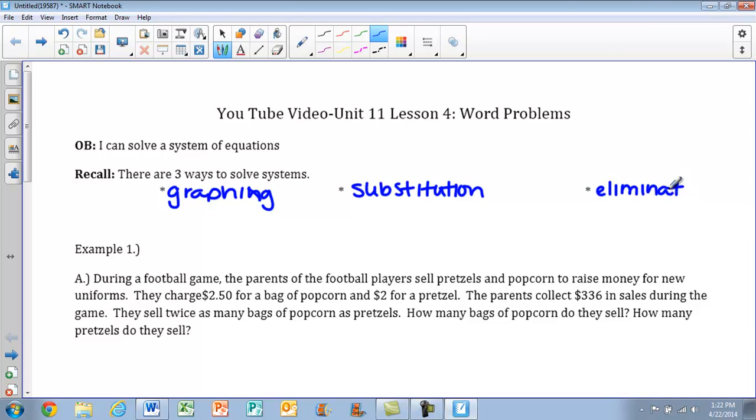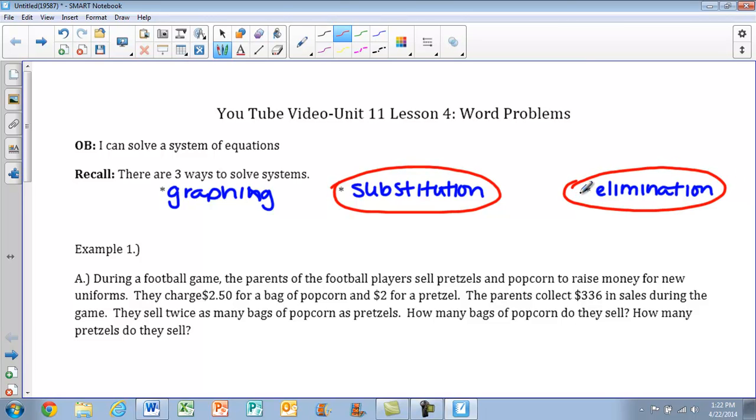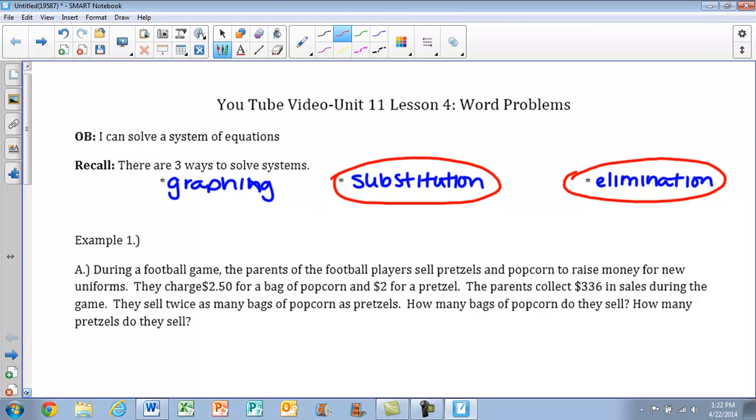Now, when we are working with word problems, you will most likely use either substitution or elimination. These seem to work a little bit more efficiently than graphing the equations. So let's take a look at our first example.